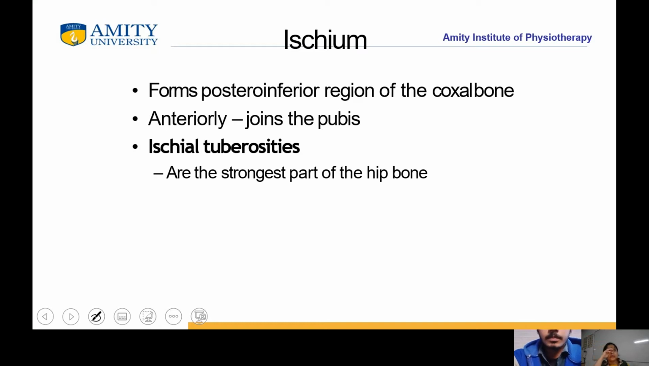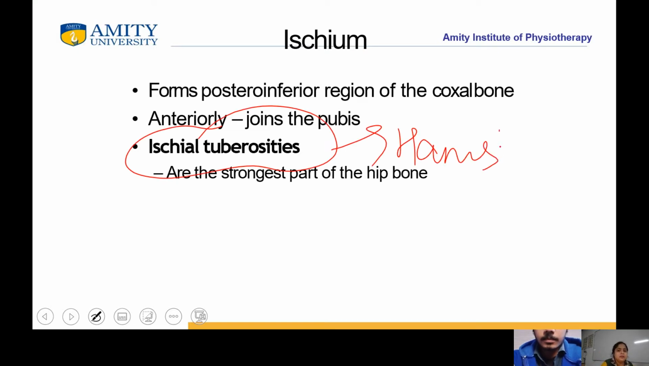Anteriorly, the ischium is joining the pubis, so that the pubis can give attachment with the contralateral hip bone in a joint which is known as a secondary cartilaginous joint, which is the pubic symphysis. Then in the ischium, we have the ischial tuberosity. That is the strongest part of the hip bone, because from the ischial tuberosity, we have the hamstring group of muscles.